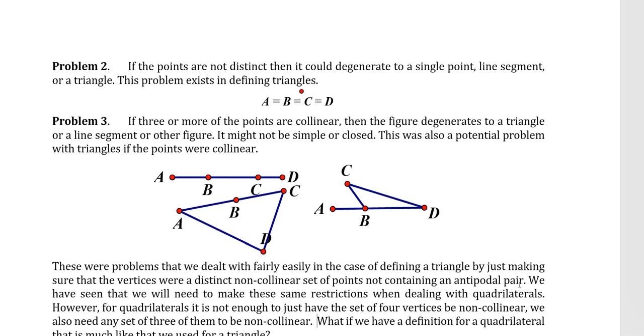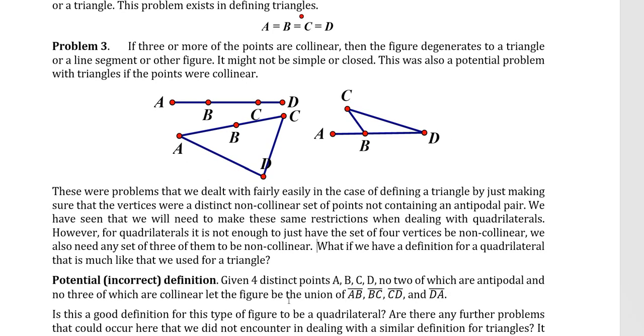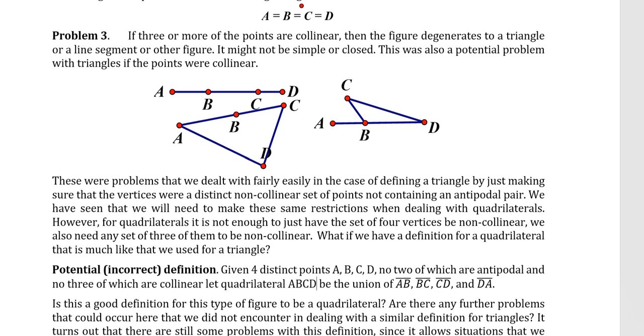So what if we have a definition for a quadrilateral like this? Given four distinct points A, B, C, D, no two of which are antipodal, and no three of which are collinear, let the figure, let me say specifically, let quadrilateral ABCD be the union of AB, BC, CD, and DA. So is this a good definition?